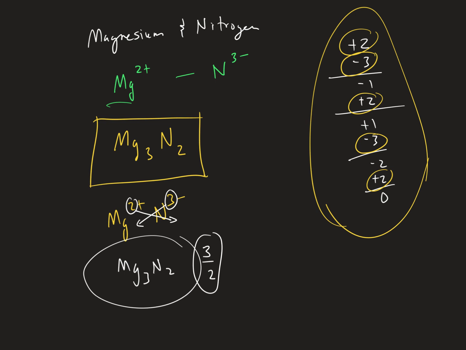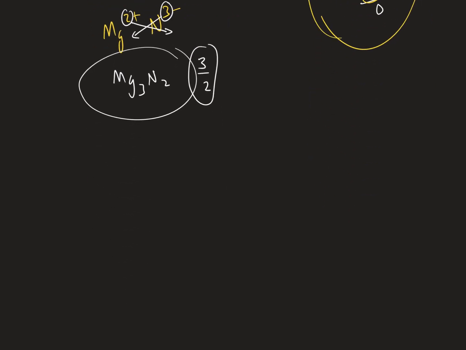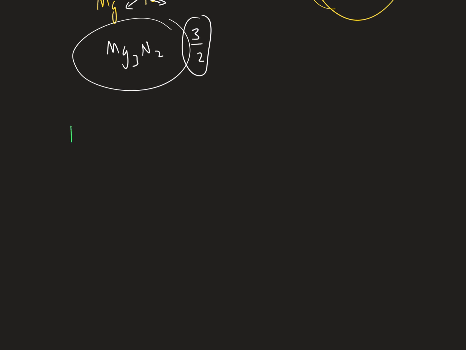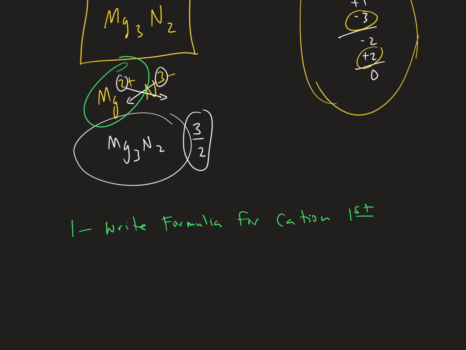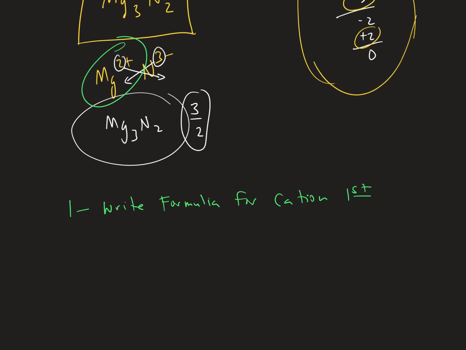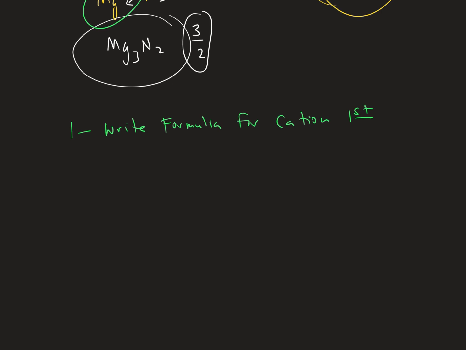Okay, so let's write some steps. Step 1: write formula for cation first. So here's the formula for the magnesium cation, Mg2+. Do you all understand how to come up with that? So far this is just for main group elements. We'll get to other ones, okay? Any questions on step 1?